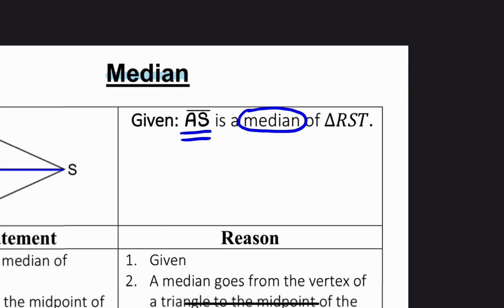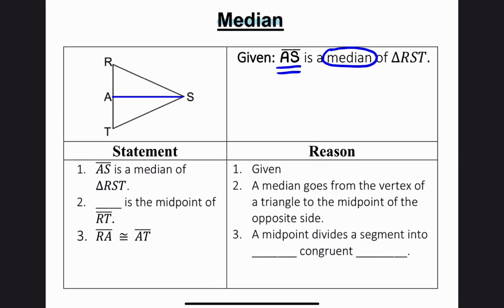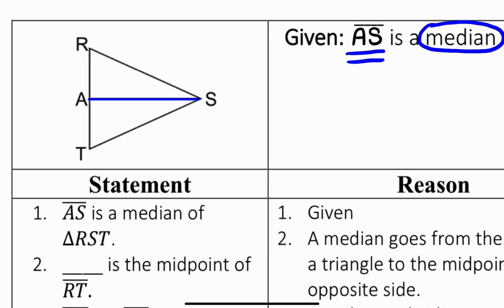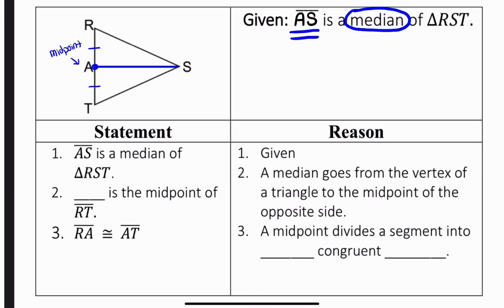So let's go back here. So we're going to start writing this proof. So again, if AS is a median, that means that this point A here must be the midpoint, right? And if that's the midpoint, just like we saw in the last proof, this is now congruent to this, right? All right, so let's see how it gets written in a proof.